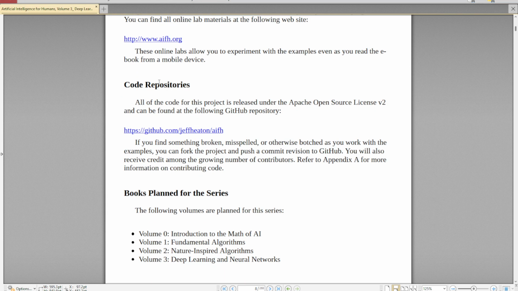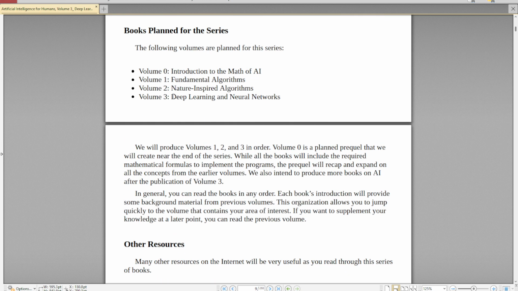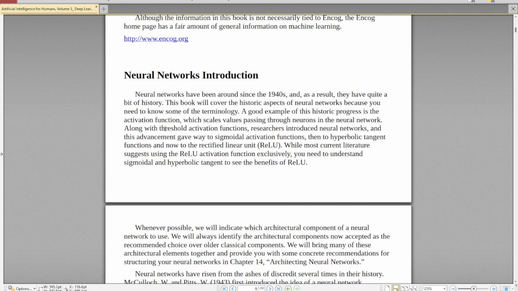You can now go further, volume 3. Now here, the unit: neural networks have been around since the 1940s, and as a result they have quite a bit of history. This book covers the historic aspect of neural networks because you need to know some of the terminology. A good example of this historical progress is the activation function, which scales values passing through neurons in the neural network, along with the threshold activation function. Researchers introduced neural networks and this advancement gave way to the activation function.